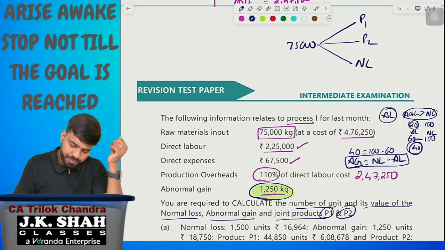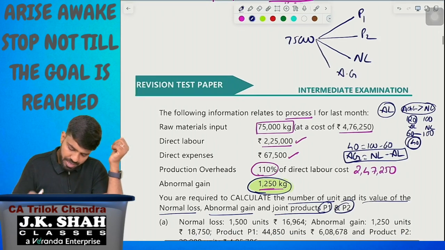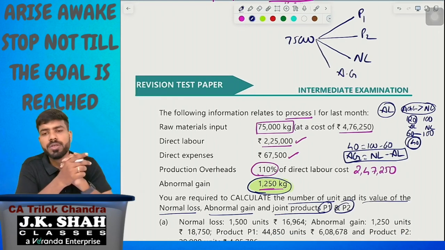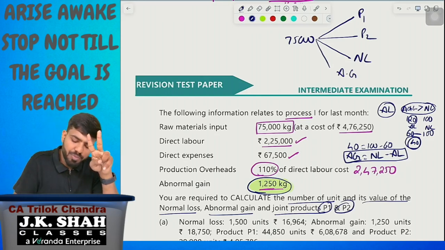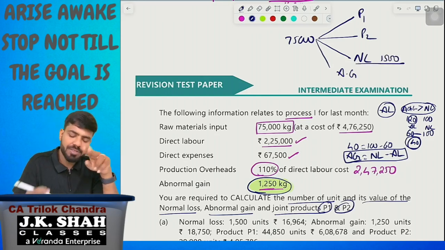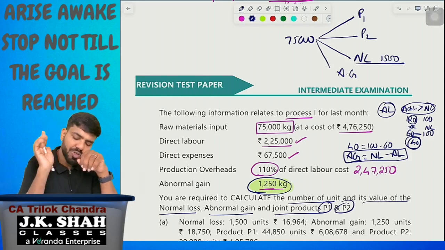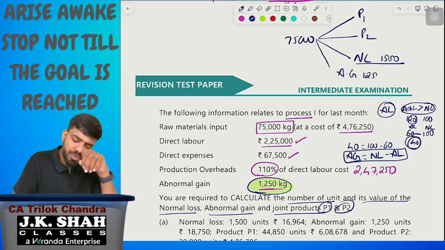Abnormal gain. Now look here. 75,000 kgs is the input. 2% is the normal loss. How much is 2%? 1,500 is the normal loss. Abnormal gain is mentioned in the question only. How many units? 1,250 kgs is the abnormal gain.